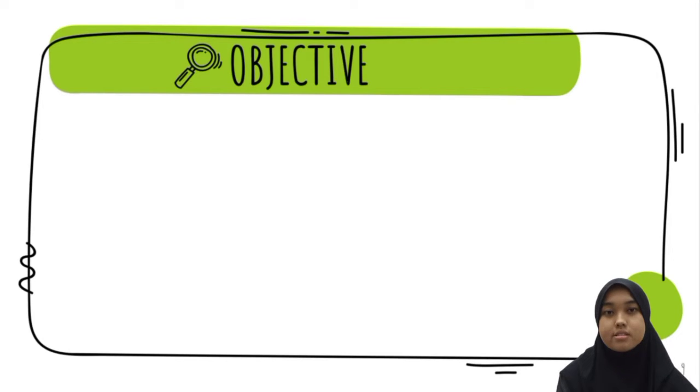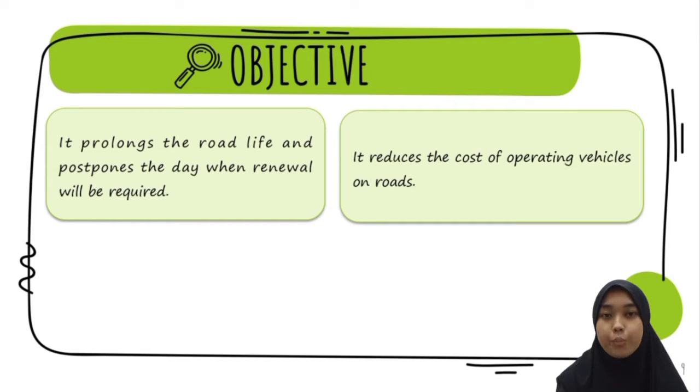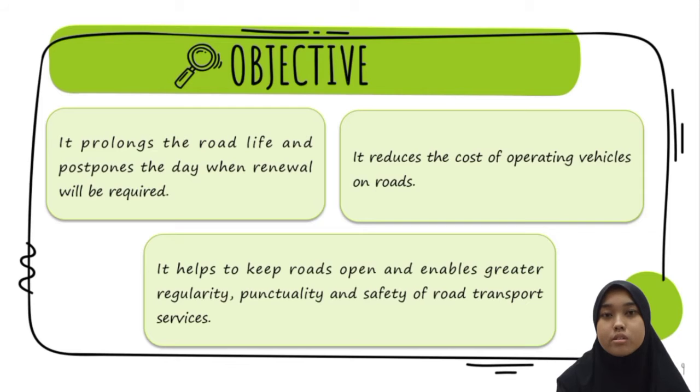Road maintenance has three main objectives. It prolongs the road life and postpones the day when renewal will be required. It reduces the cost of operating vehicles on roads, and it helps to keep roads open and enables greater regularity, punctuality, and safety of road transport services.